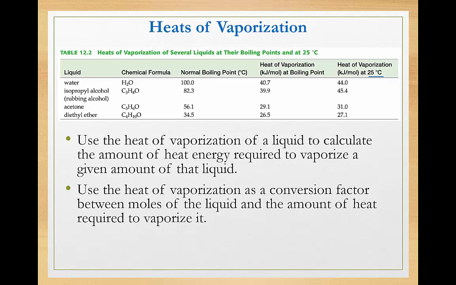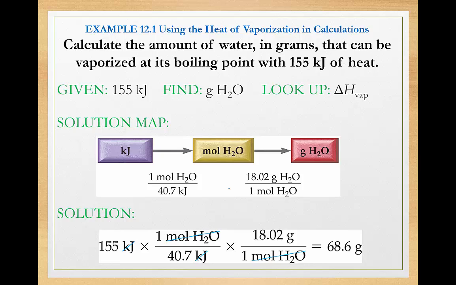And you can use the heat of vaporization as a conversion factor. Okay? So how do we use it as a conversion factor? Let's say that we want to determine the amount of water in grams that we can vaporize at the boiling point of water. So it's at the boiling point, so that's the first column of numbers that was in that table. And we want to use 155 kilojoules of heat. So we're given how many kilojoules of heat we have. We're trying to figure out how much water we can vaporize with that.